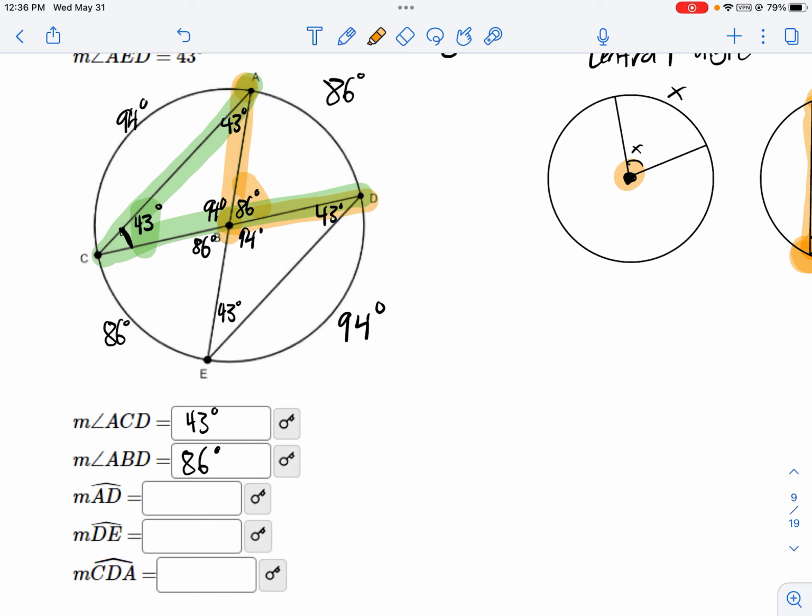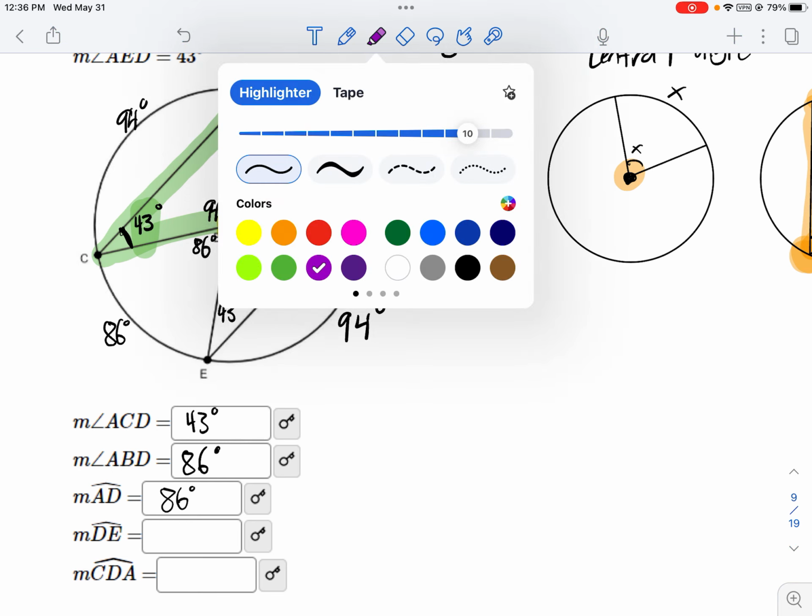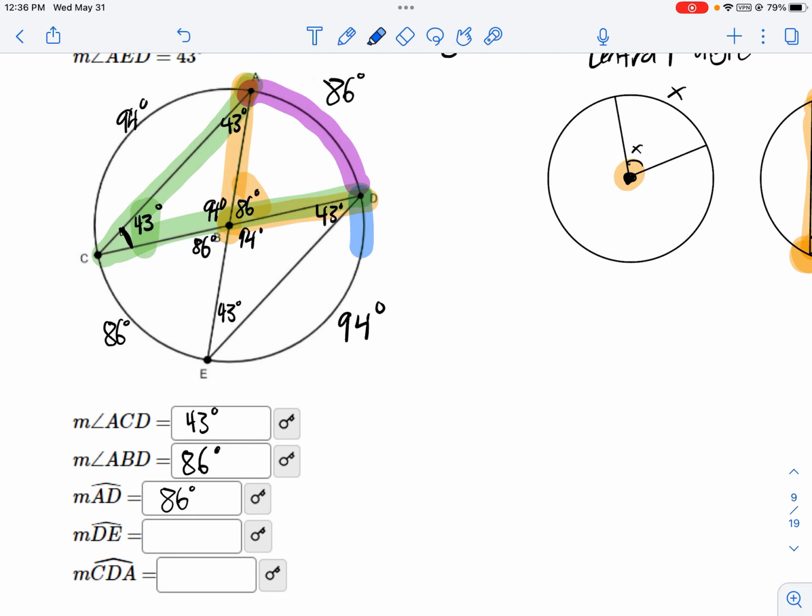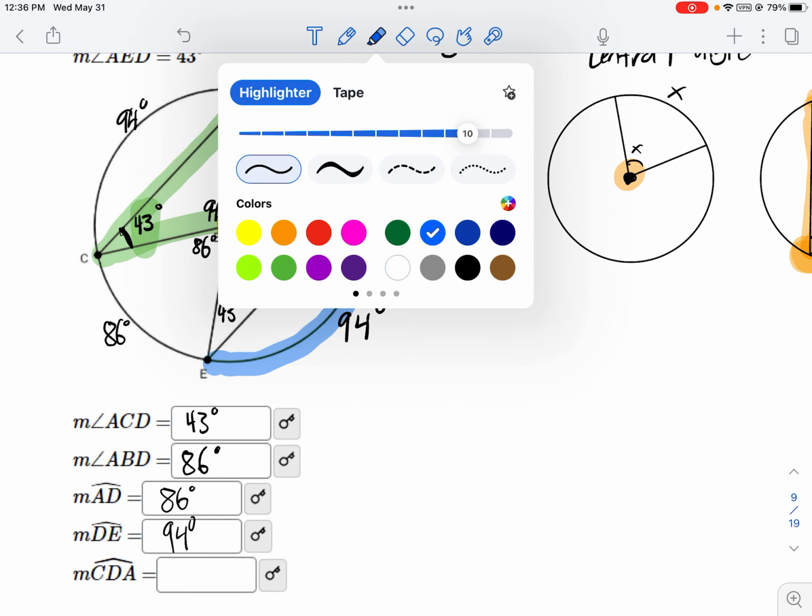Okay, now we have 3 arcs to look at. The arc from A to D. All right, so here's A, here's D. We said the arc was 86 degrees. The next one is the arc from D to E, which will be that arc right there. We said was 94. All right, then we have the measure of the arc CDA.